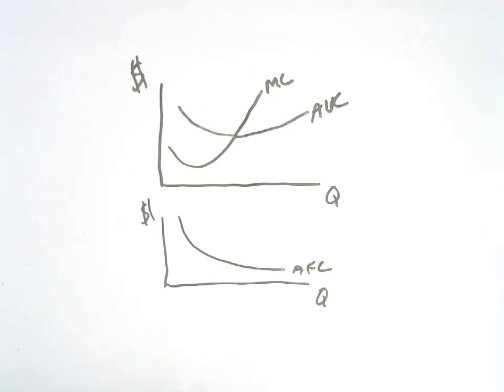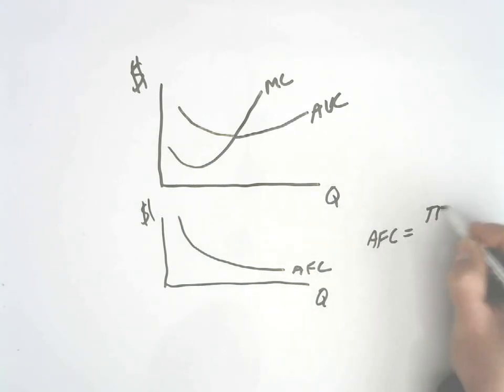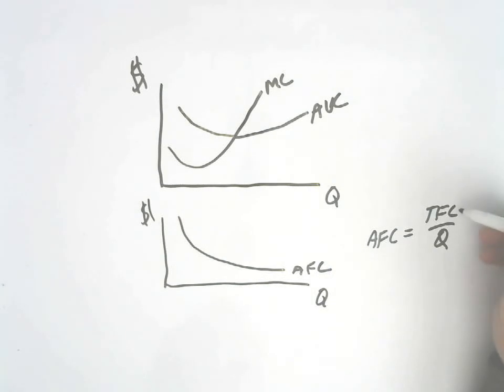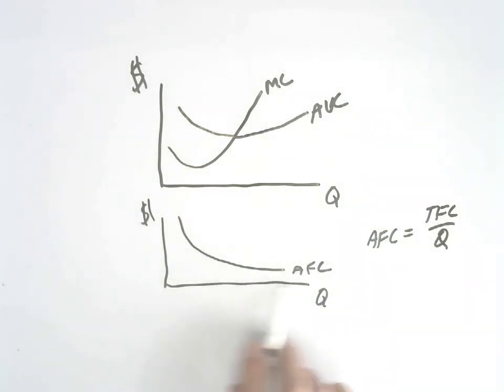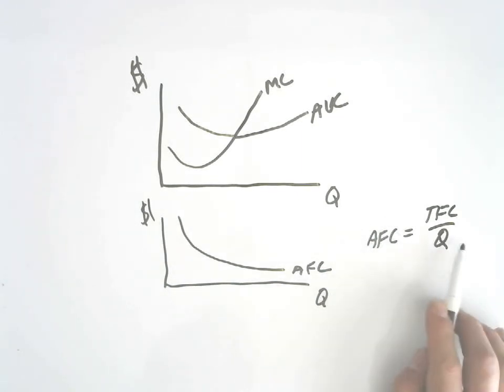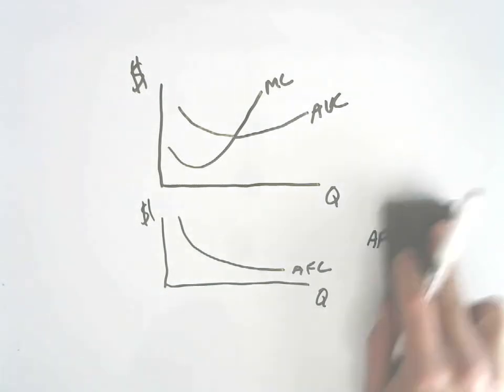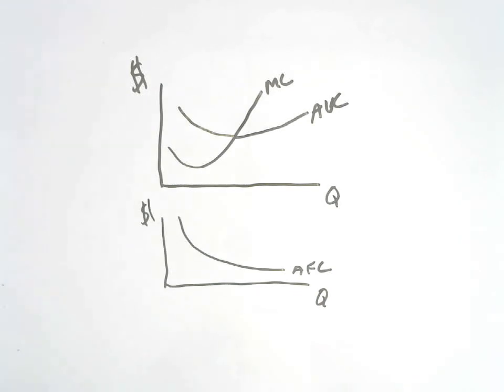And remember, average fixed cost is also varying over Q, because average fixed cost is itself a function of Q, even though total fixed cost isn't. So yes, this is changing over Q, which means it is variable. That's just a little side note for you to remember.